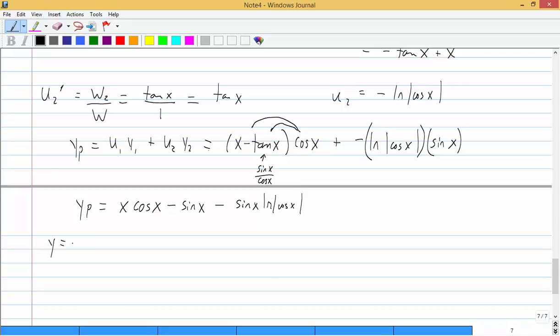So y is equal to y sub c plus y sub p. Our complementary solution was c sub 1 cosine of x plus c sub 2 sine of x. Now I'm going to write out these others. We have to put plus y sub p. I have x cosine x minus sine x minus sine x times natural log absolute value cosine x. So look at all of those terms.